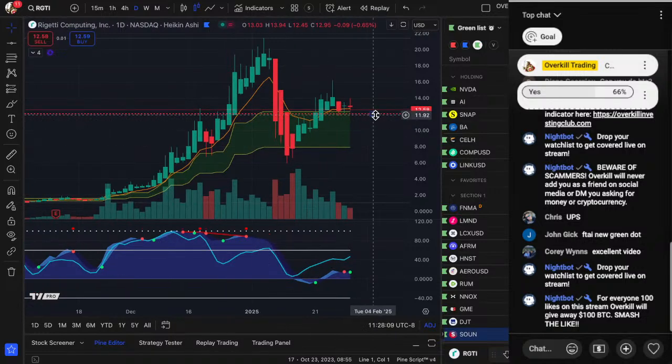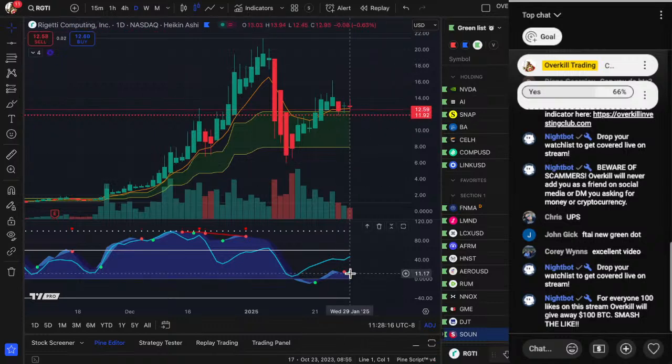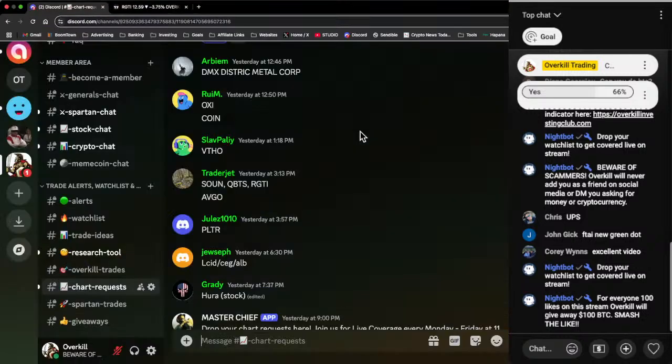I believe this is another quantum computing play. This one needs a stop loss at 1190. 1190 is your stop. You could add today here off the green dot. You just want to make sure it holds 1190. I'd set a stop loss right there at that level for RGTI.